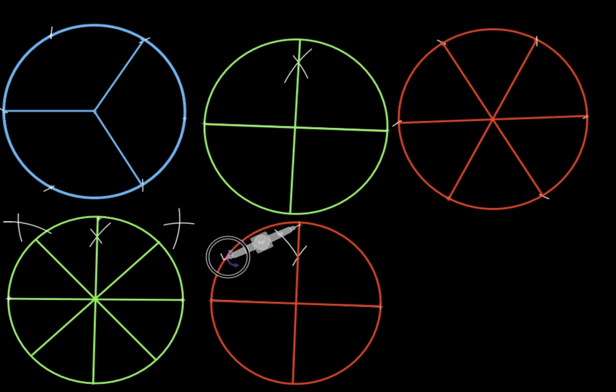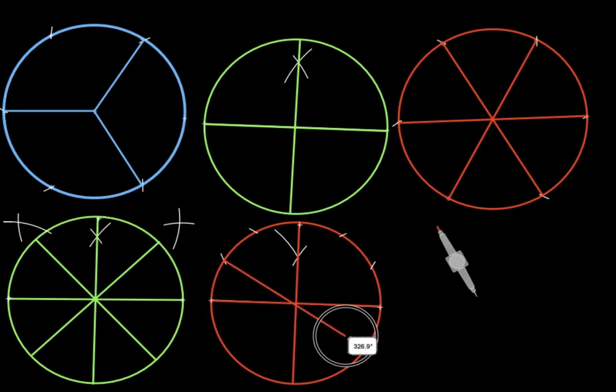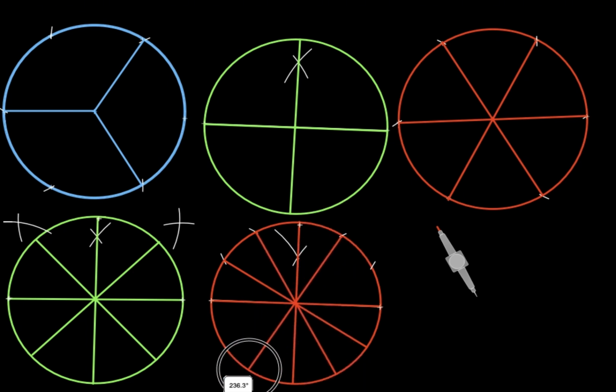Trisect each quadrant to obtain 30 degrees angle at the center. Extend each trisector until it meets the circumference. The circle is divided into 12 equal sectors.